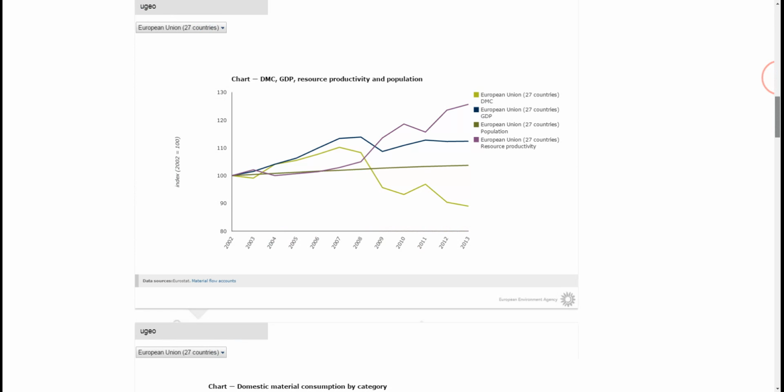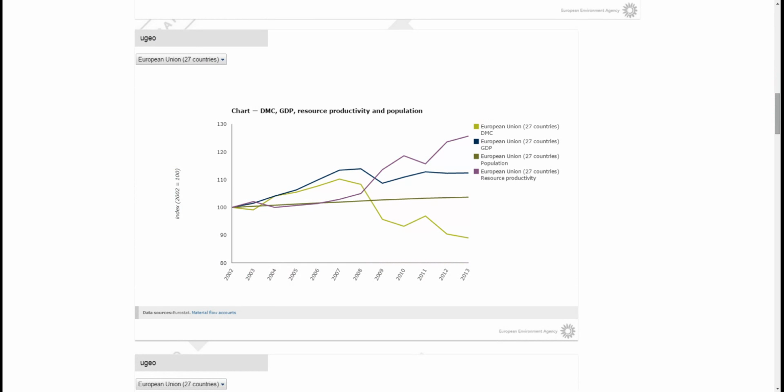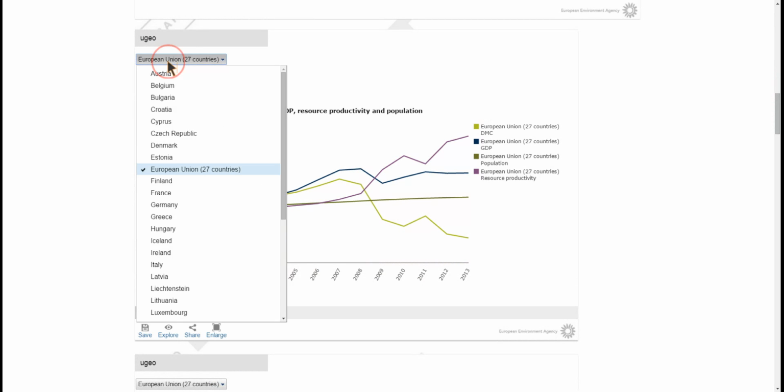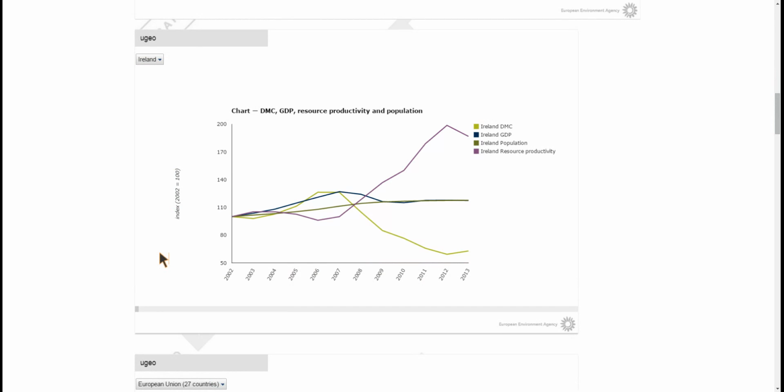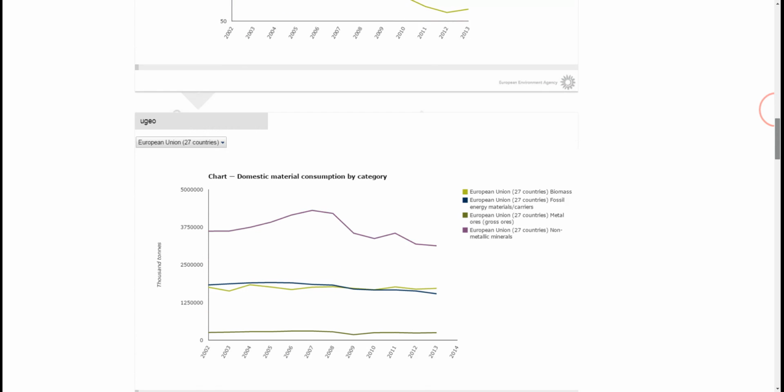The second graph, which is an indexed time trend, can indeed be shown from EU27 to the country of your choice. And there you have it. You have Ireland on the graph.